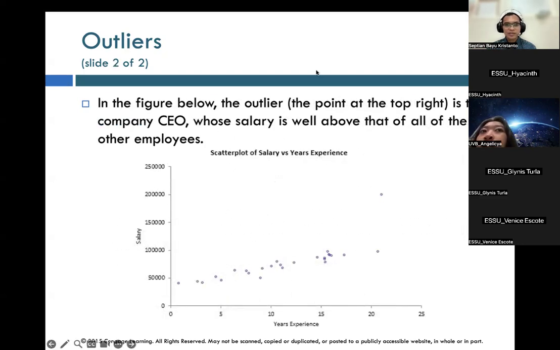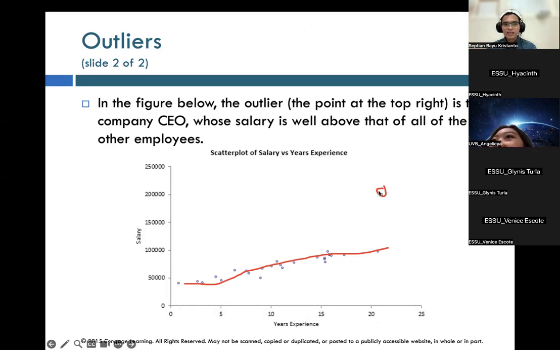Look at this one. When you look at the scatter plot of salary and years of experience, we can say that higher salary depends on higher experience. So as long as your experience gets higher, your salary will improve. Here, we can make a linear pattern. But beware, we have one data point that should be classified as an outlier, the point at the top right here.